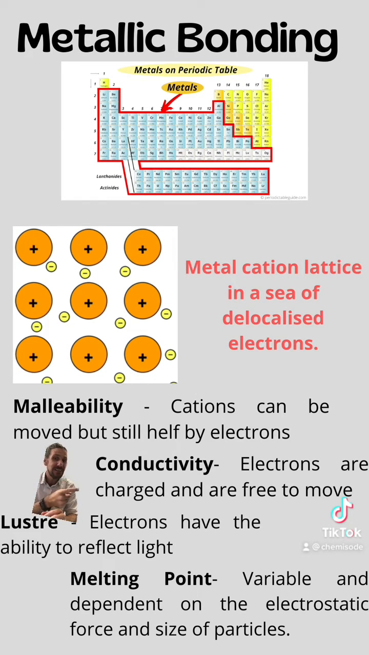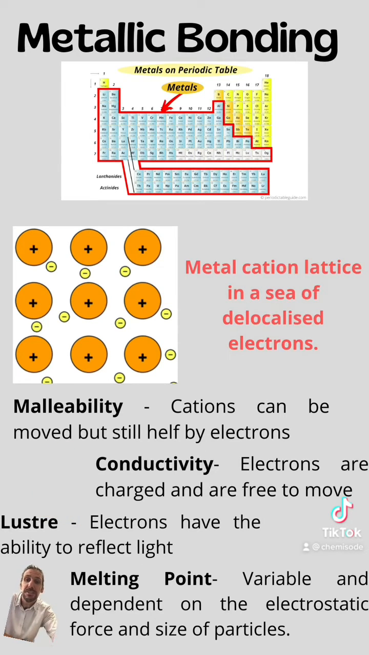Metals are conductive, which means they conduct electricity. Electricity is the flow of electrons, and because our metallic bond up here says that we have delocalized electrons, that these electrons are not held down tightly, it means that these metals can conduct electricity. Electrons are free to move, they're charged, so therefore they can conduct electricity.